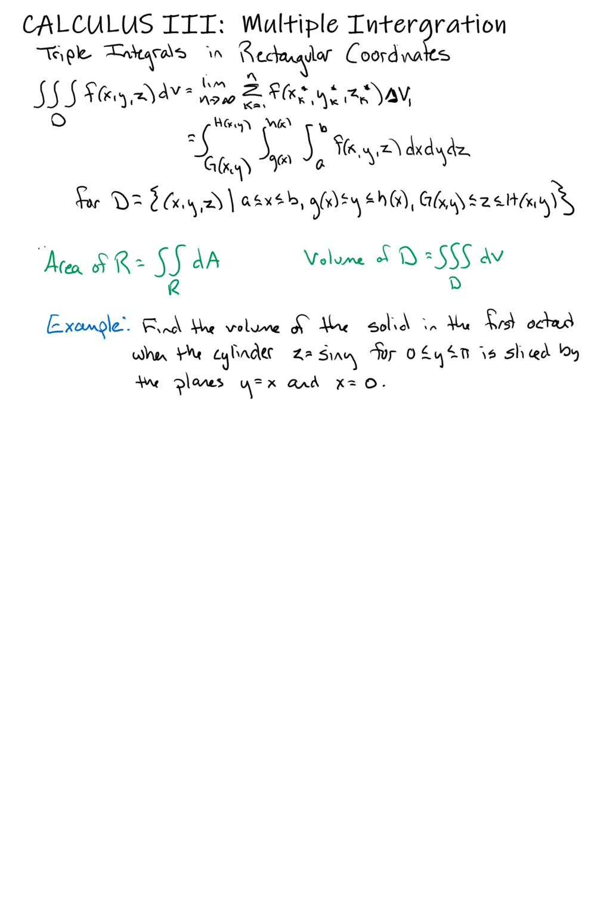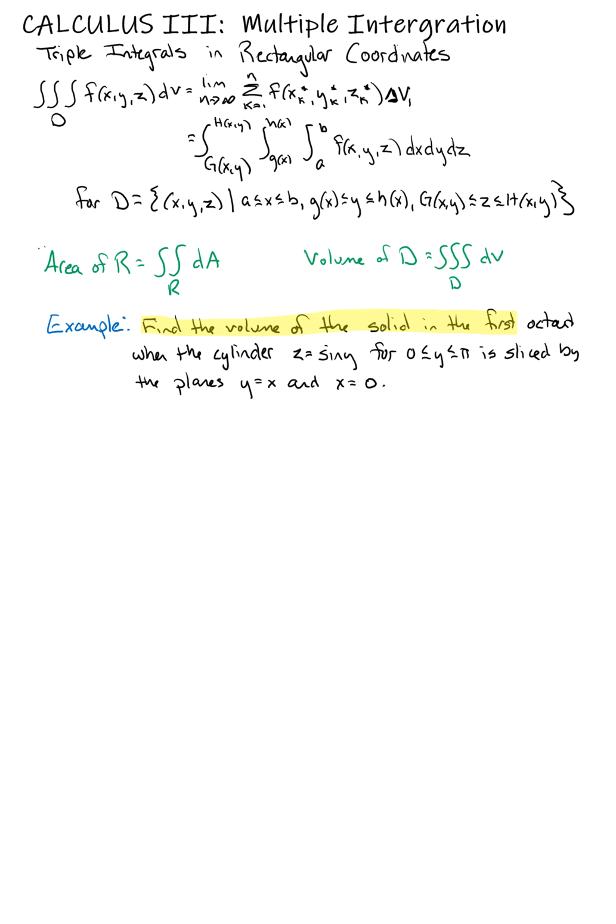Also, if you recall back in double integrals, if I wanted to find the area of the region, I could simply take a double integral over that region R. So again, finding the area of a region, I integrate over that region, and the integrand is just 1. That's also the case here if I want to find the volume of my region D. I simply take the triple integral over that region, and notice my integrand is just 1. Let's take a look at an example here.